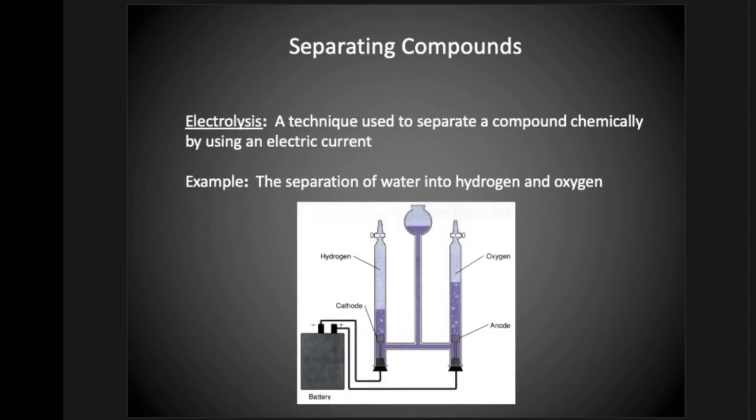The chemical separation technique that we're going to use is what we refer to as electrolysis. Electrolysis is used to separate a compound chemically by using an electric current. And so I'm going to show you guys a demonstration of separating water into hydrogen and oxygen gas by running an electric current through it.